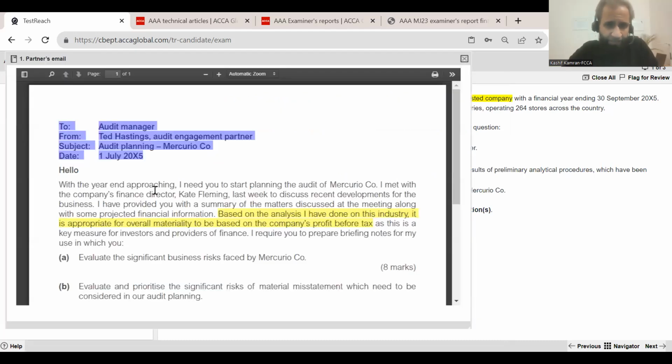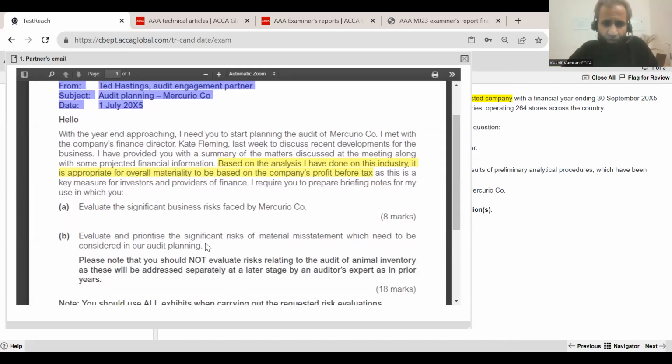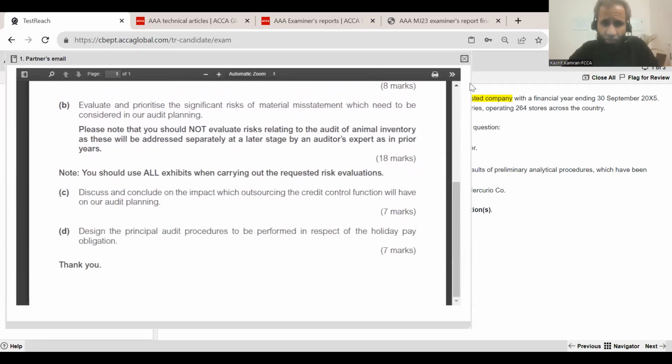Let's check the partner email. With the year end approaching, I need you to start the planning of Mercurio. I met the finance director to discuss this. So even the partner is not telling us this is a first year audit. That means this is a recurring audit. If the question is silent, it is a recurring audit.